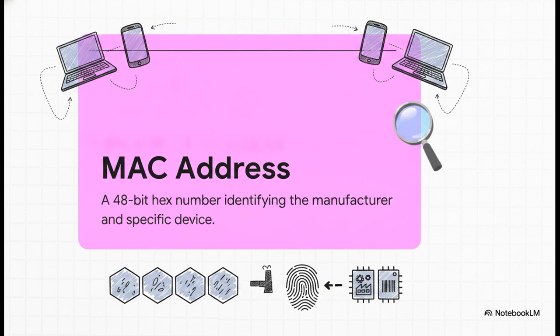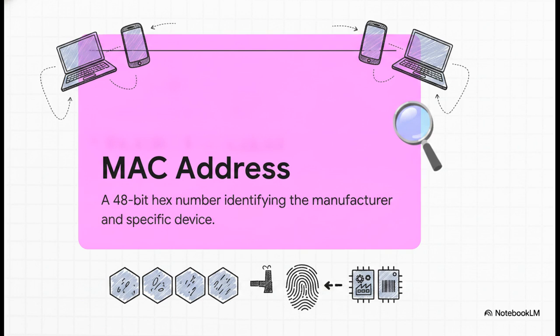So how do these brilliant, isolated machines actually start talking to one another? Well, before any communication happens, a device has to identify itself on the local network using a MAC address. Now, unlike your IP address, which changes depending on whether you're at home or sitting in a coffee shop, your MAC address is totally permanent.